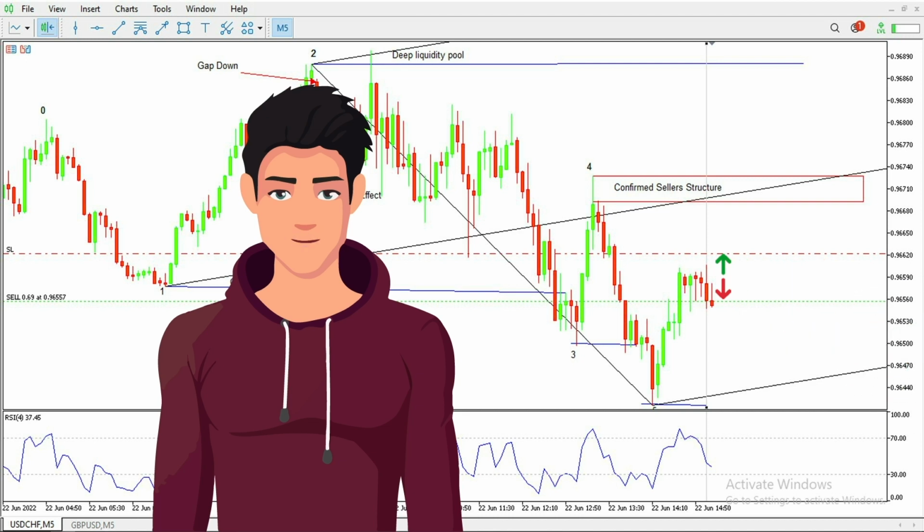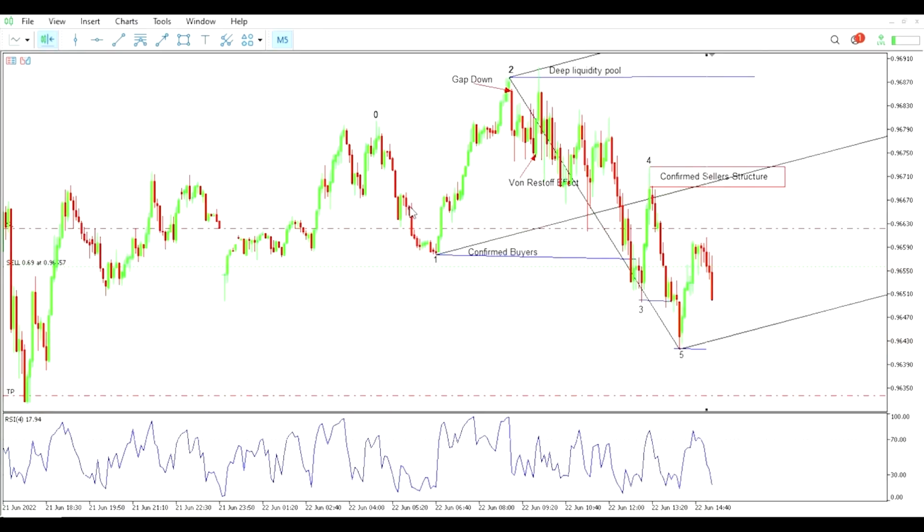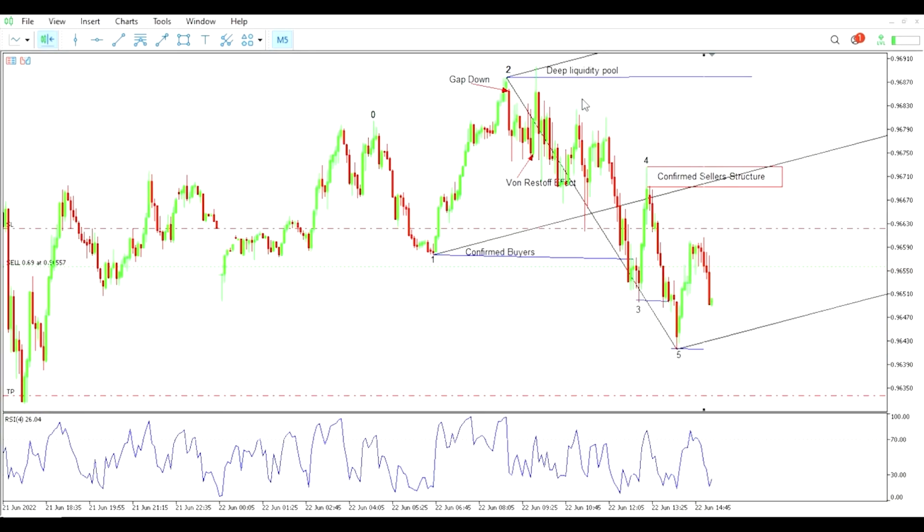Note that if I'm correct in my market logic, I will earn 5% more money in my equity curve. And if I'm wrong, I will lose only 1% of my capital. Let's see how the market developed afterward.